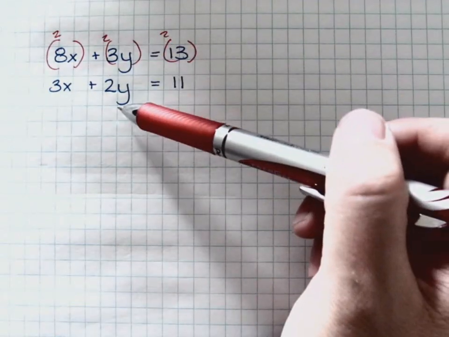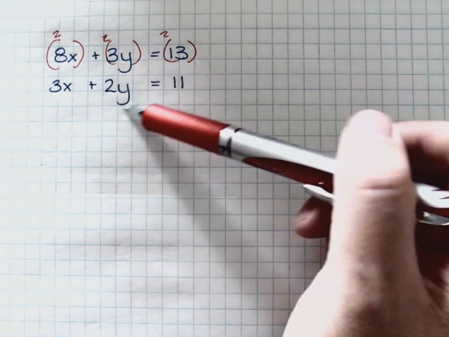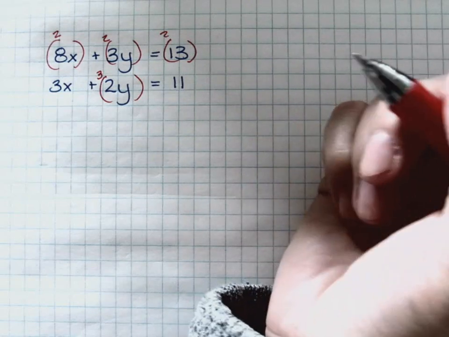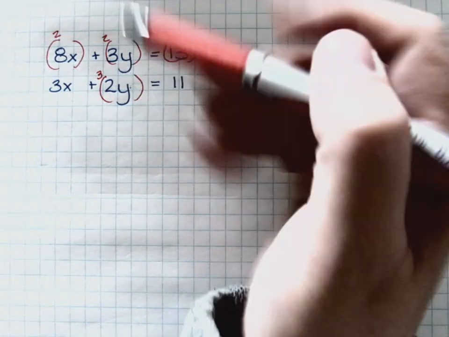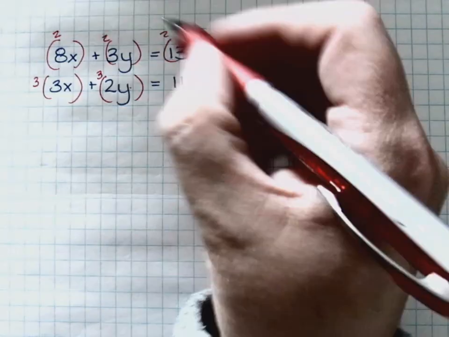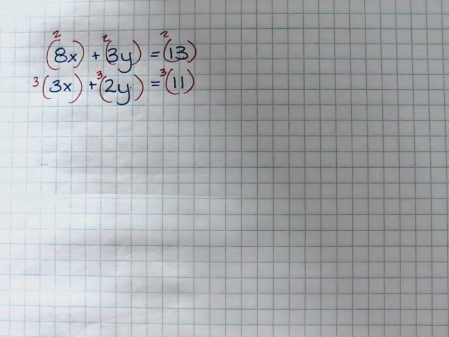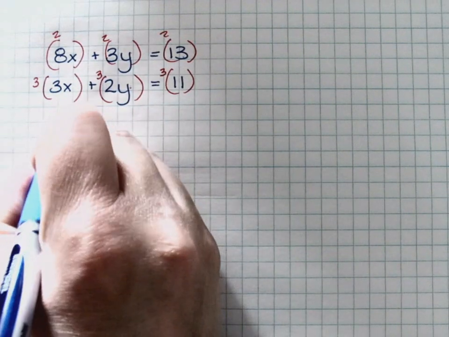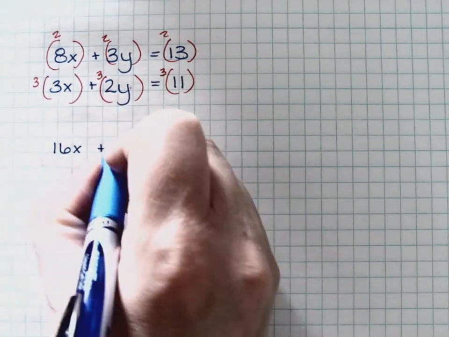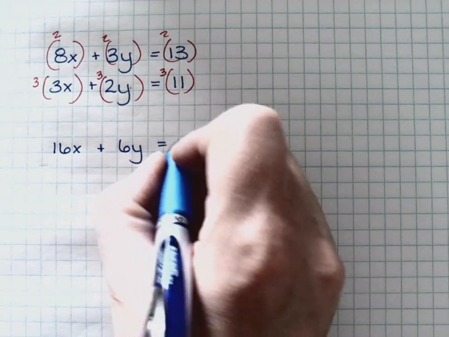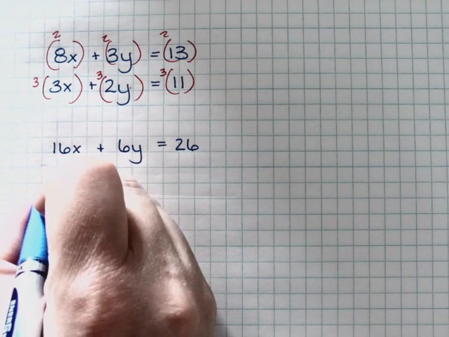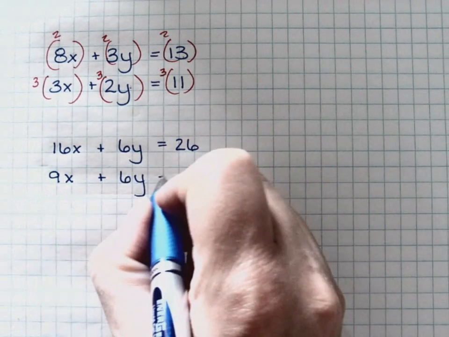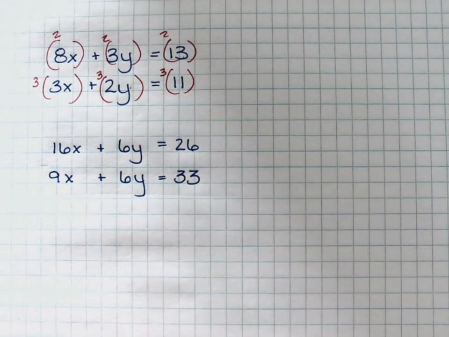All right, so now jumping down to this one, what do I have to multiply 2 by to get it to 6? And so we know we have to multiply it by 3. And if I multiply this by 3, then I have to multiply everything on this side by 3. Okay, so I'm going to do my multiplying. So I have 16x plus 6y equals 26. And then I have 9x plus 6y equals 33.